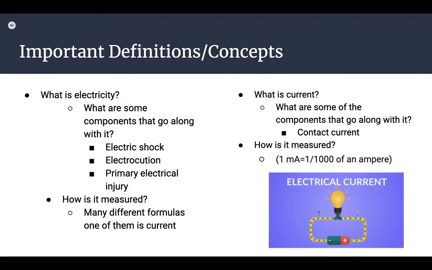So what is electricity? Electricity is a form of energy resulting from the existence of charged particles, such as electrons or protons, either statically as an accumulation of charge or dynamically as current.